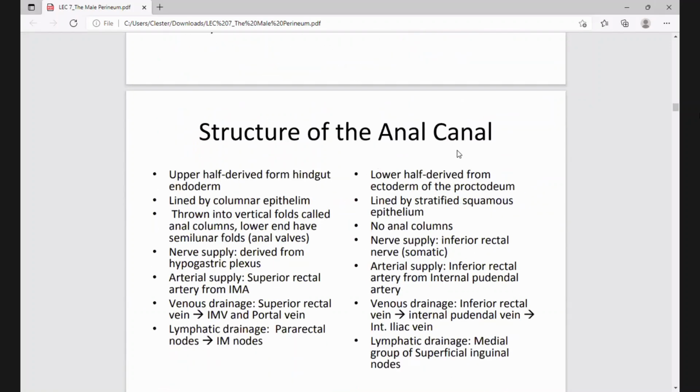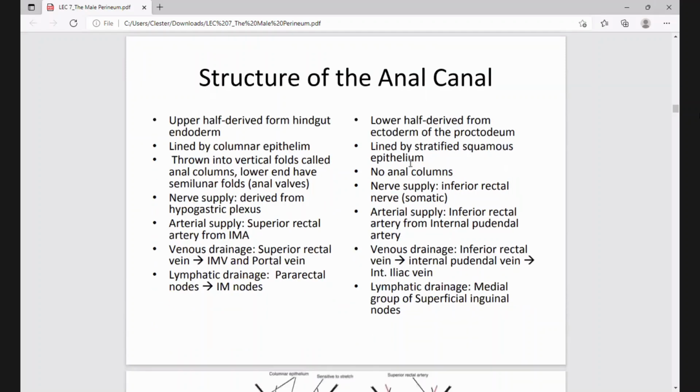Now, if we look at the anal canal itself, it is divided into two halves, an upper and a lower half. Why do we divide it into these halves? Because the two halves of the anal canal are derived from two different embryonic origins. The upper half comes from endoderm, while the lower half comes from ectoderm. That's why the lining epithelium is different. The lower is lined by stratified squamous, while the upper by columnar epithelium.